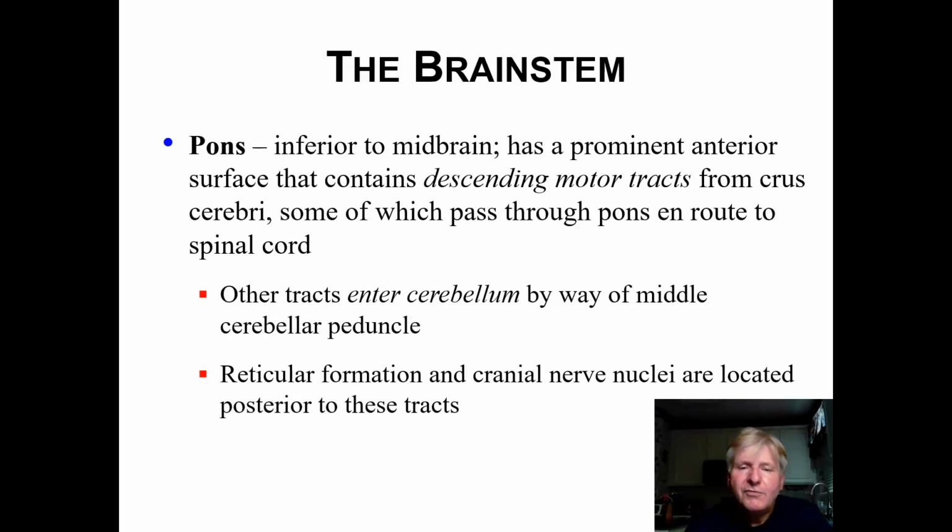The pons, inferior to the midbrain, consists of the descending motor tracts from the crus cerebri, some of which then pass on through the pons en route to the spinal cord. The other tracts enter the cerebellum by way of the middle cerebellar peduncles. Also found in the pons are the reticular formation and some of the other cranial nerve nuclei located just posterior to the tracts. You'll find the reticular formation and the cranial nerve nuclei in all three regions of the brainstem: the midbrain, the pons, and the medulla.